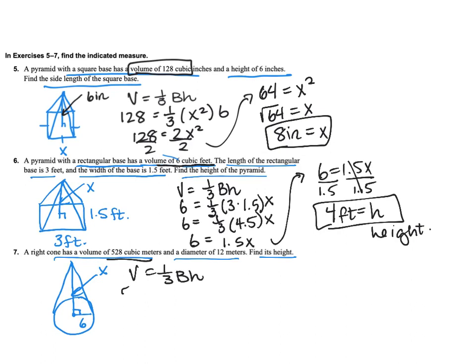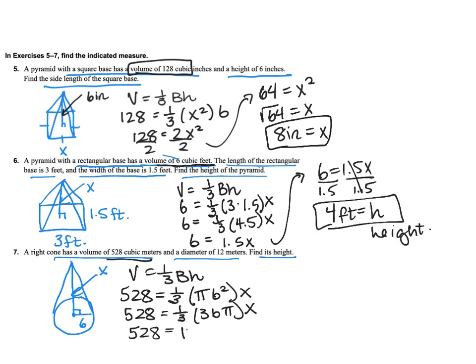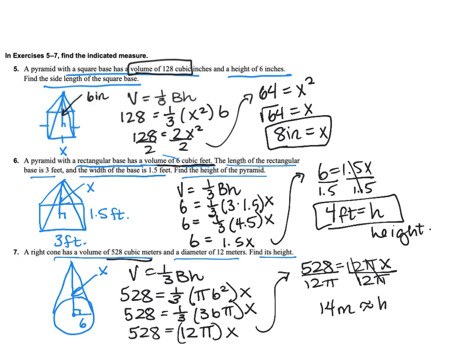Then we'll substitute. V is 528 this time. Area of the base would be pi r squared, so pi times 6 squared. The height we don't know. And we'll just start to simplify. So 6 squared is 36. 1/3 of 36 is 12. And then to get X by itself, we'll just divide both sides by 12 pi. So you should get about 14 meters. And that's the H for height. So using the same formula, just using our algebraic problem solving to work backwards to find a missing dimension.